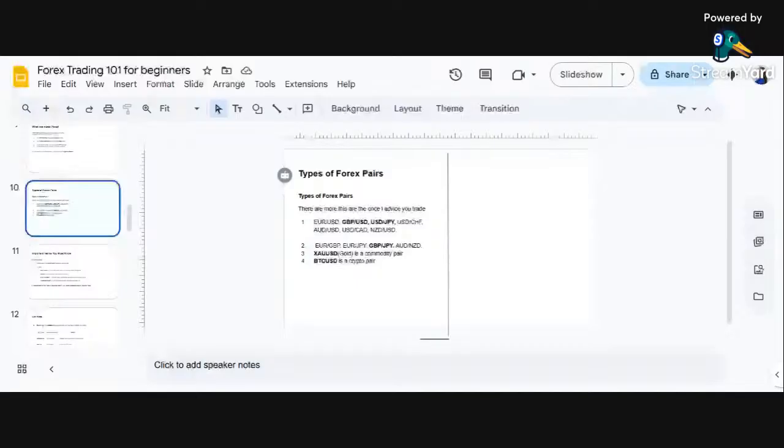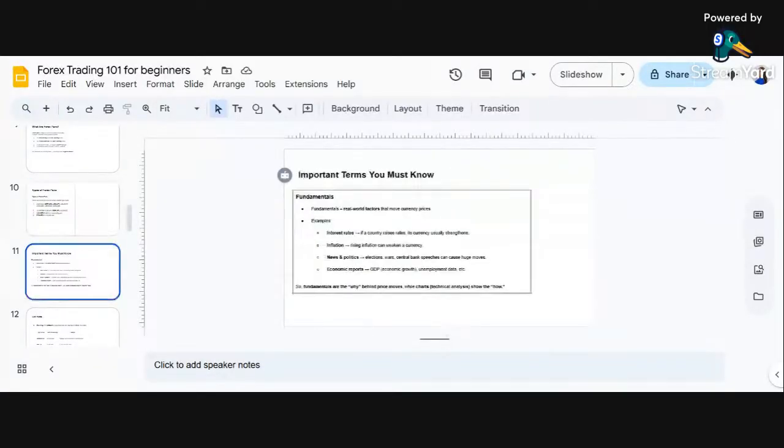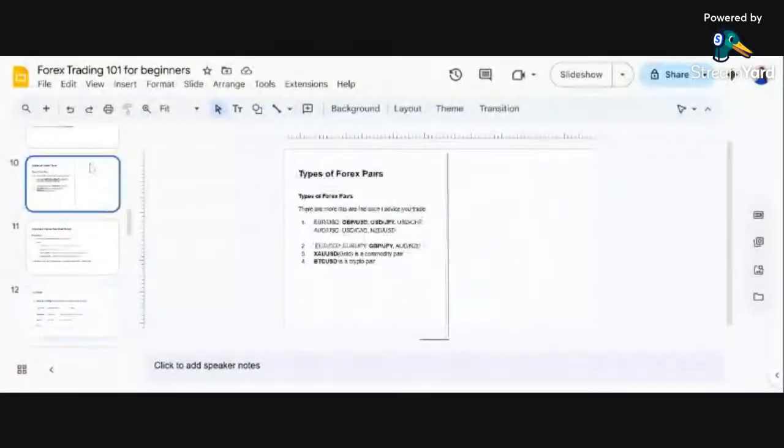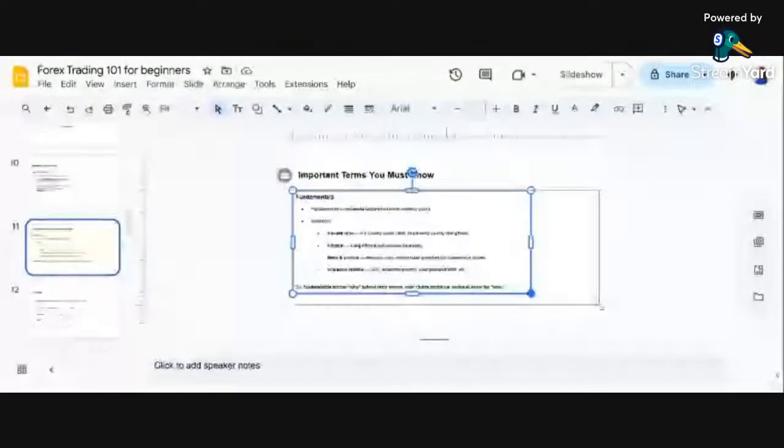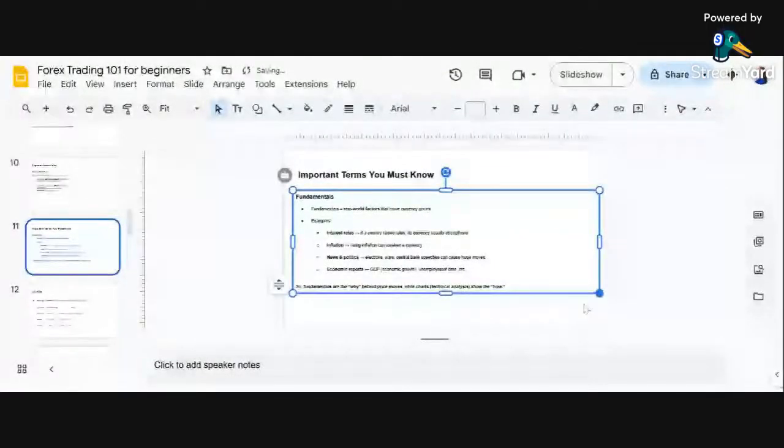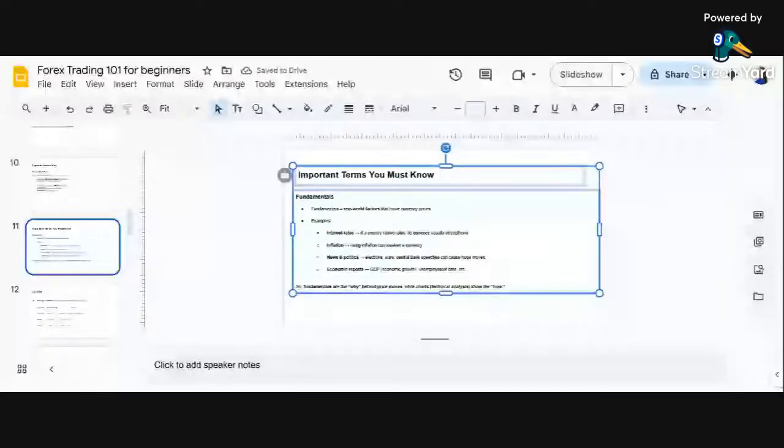That's good. So, important terms you must know in forex trading. You must know. Let me increase this so that you could easily see this.